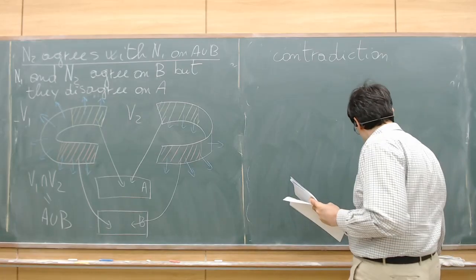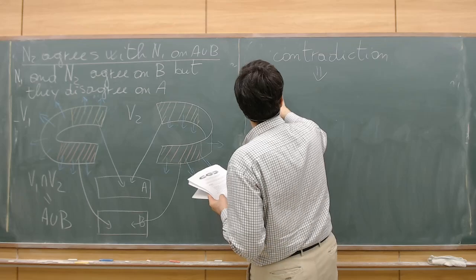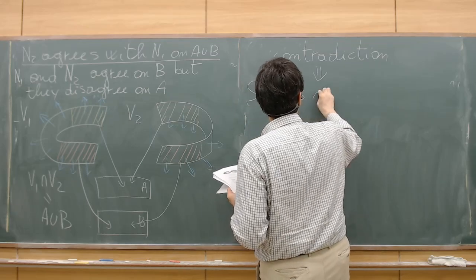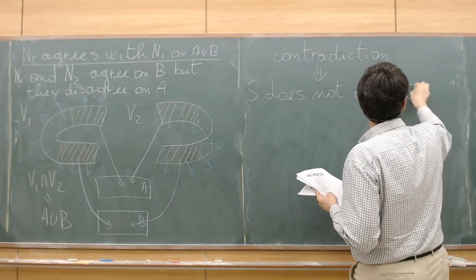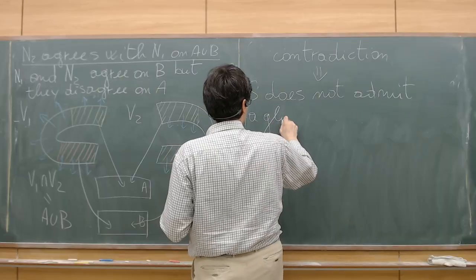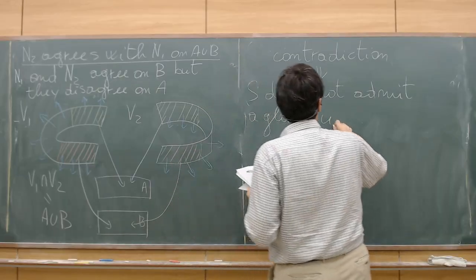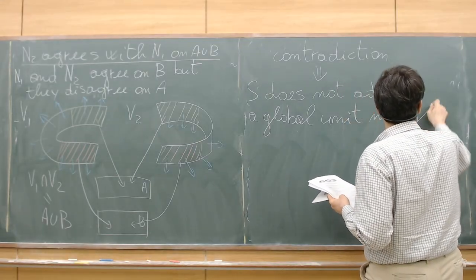So contradiction implies S does not admit a global unit normal field.